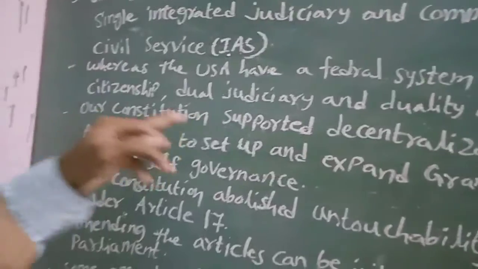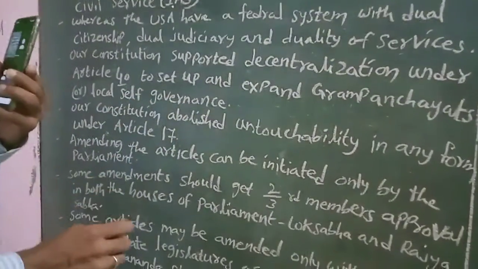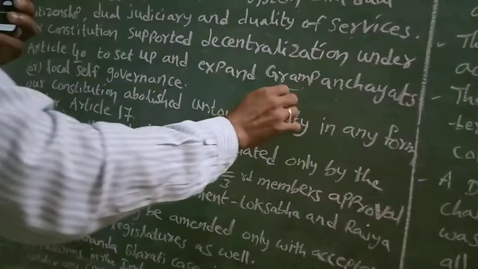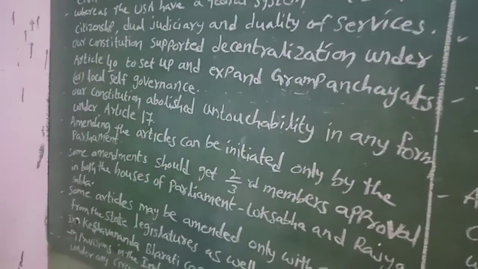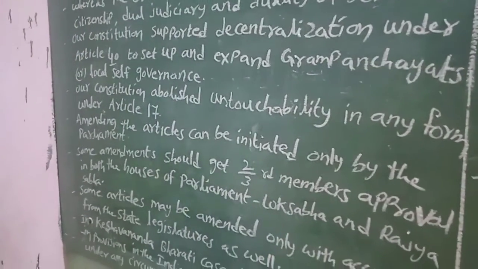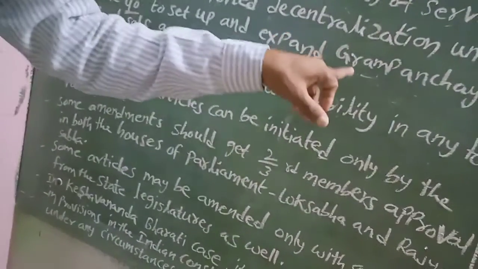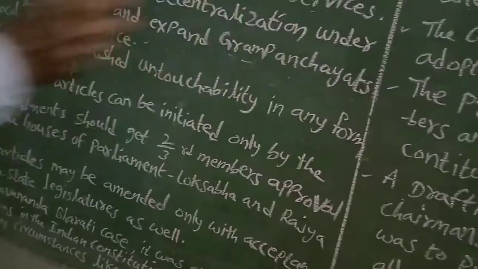Next, our constitution supports decentralization. Under Article 40, it sets up gram panchayats, or local self government. You already know local self government: ward member, vice president, president. At the municipality level there are the municipal chairperson, deputy chairperson and secretaries. Article 40 sets up local self government and gram panchayats, and at the same time Article 41 covers the municipalities, which are separate in the schedules.